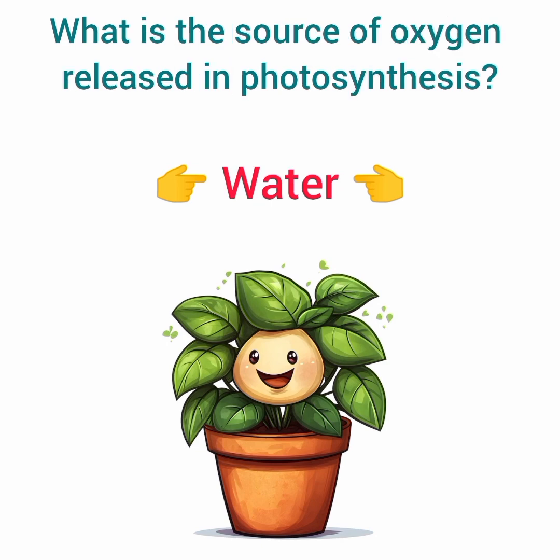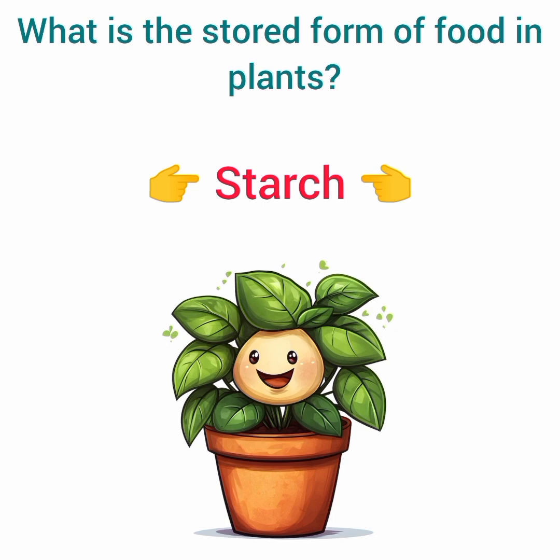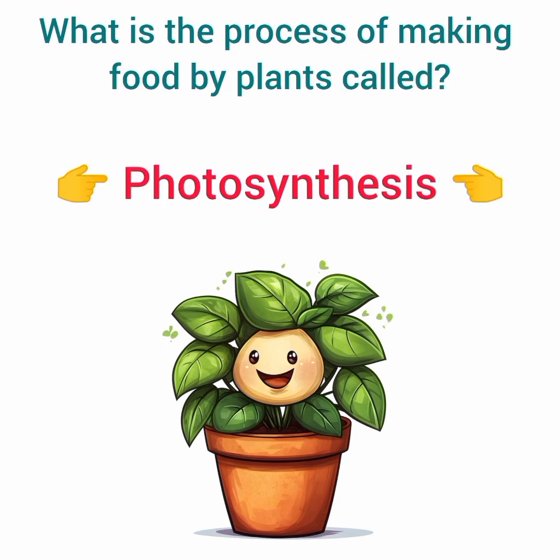Answer. Magnesium. What is the source of oxygen released in photosynthesis? Answer. Water. What is the first product of photosynthesis? Answer. Glucose. What is the stored form of food in plants? Answer. Starch. What is the process of making food by plants called?